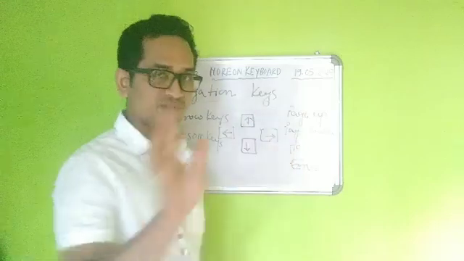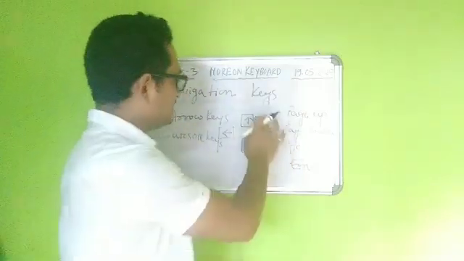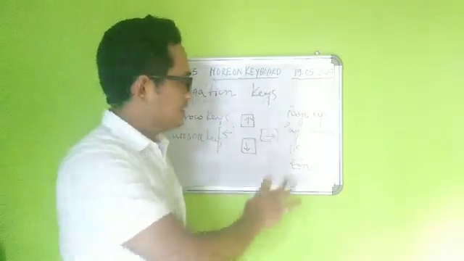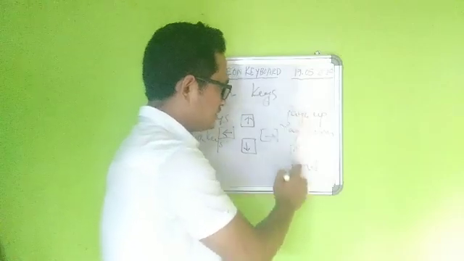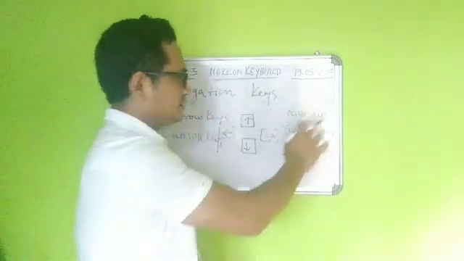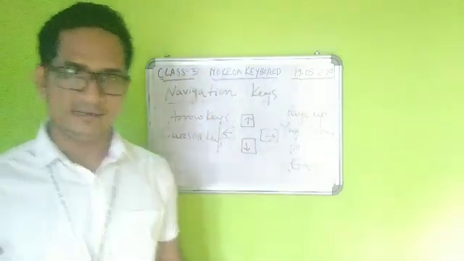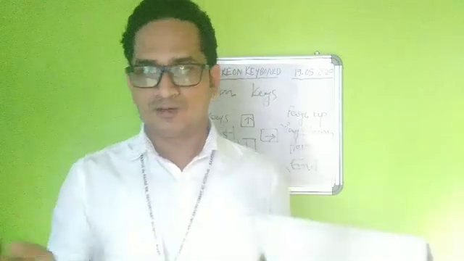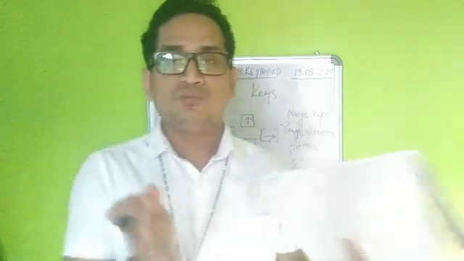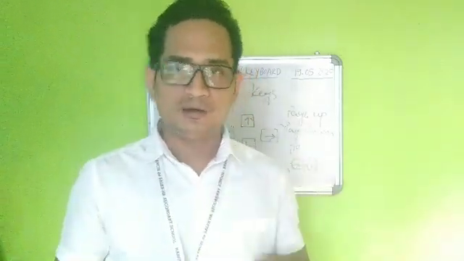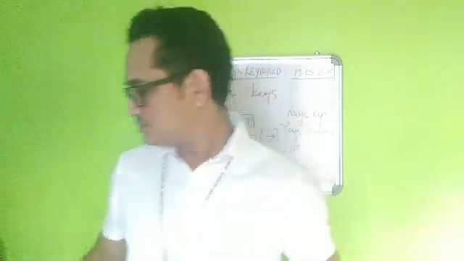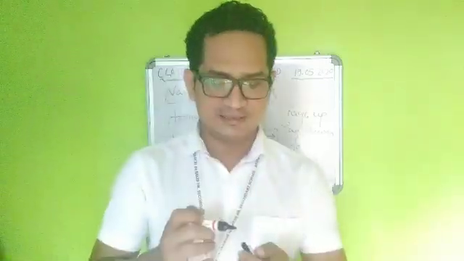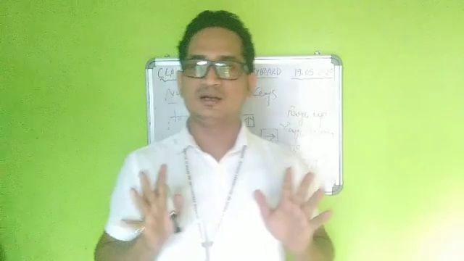That means we have two options for the navigation keys. One is these four cursor keys, and the other four is page up, page down, home and end. Fine, students. So navigation keys are to navigate the cursor, that means to where you want to move the cursor, up, down, left or right. So students, today we have discussed basically these first three types.